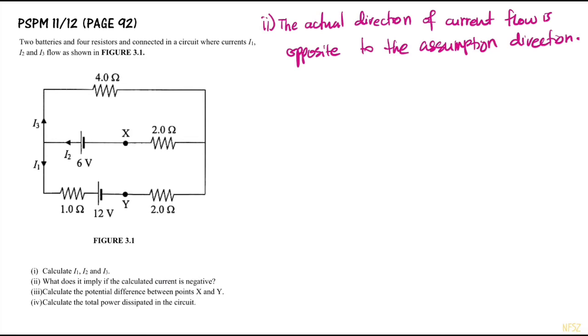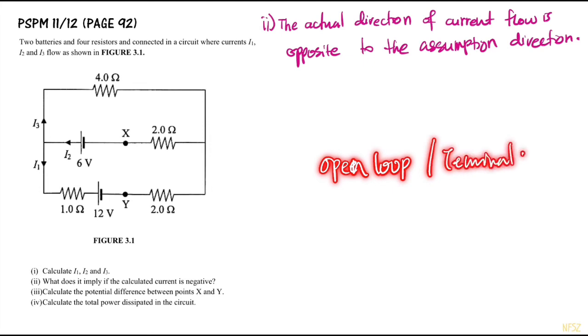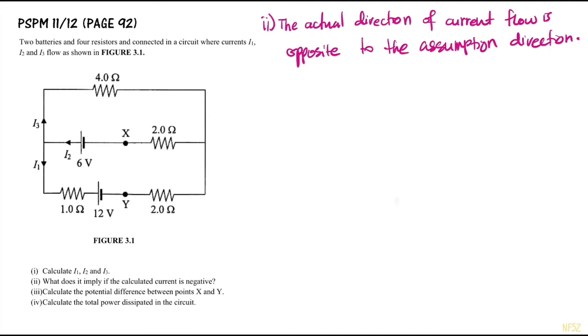Okay, so kalau yang dekat bawah nombor 3 ni, calculate the potential difference between point X and Y. So X dengan Y ni dia ada banyak jalan. So sama ada ni adalah terminal voltage. Okay. So kalau closed loop kita guna Kirchhoff's second law: summation EMF equal to summation IR. Kalau open loop ataupun terminal voltage, kita guna V equal to summation EMF minus summation IR.